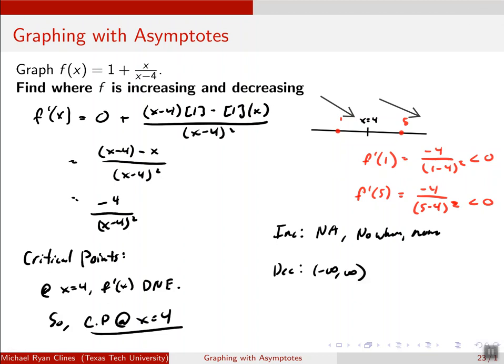Now, pause. Why is that not right? Why are we not decreasing on the entire interval negative infinity to infinity?